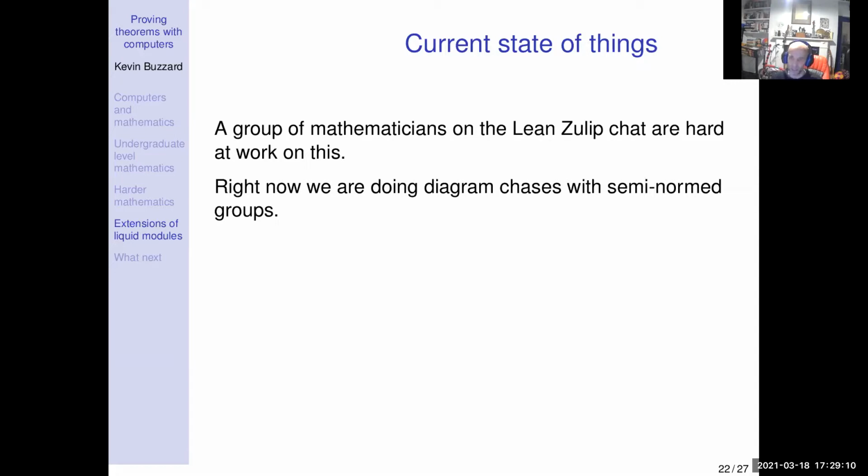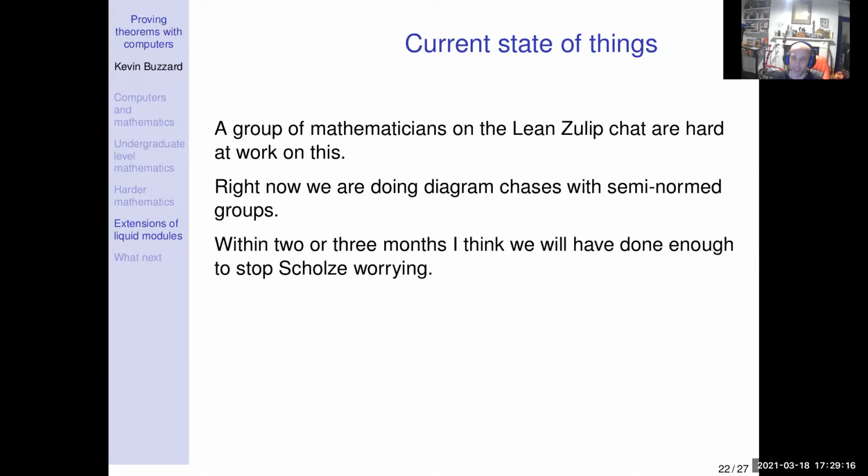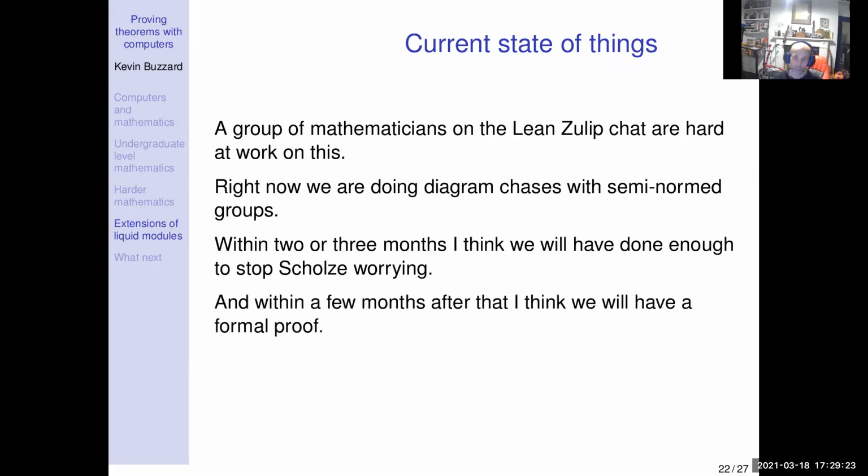We have continuous maps between semi-norm groups, and we're kind of trying to work out what you can say about norms in statements like the snake lemma. And I think within another few months, we'll have done enough to stop him worrying. And then a few months after that, I think we'll have a formal proof of what he wants.